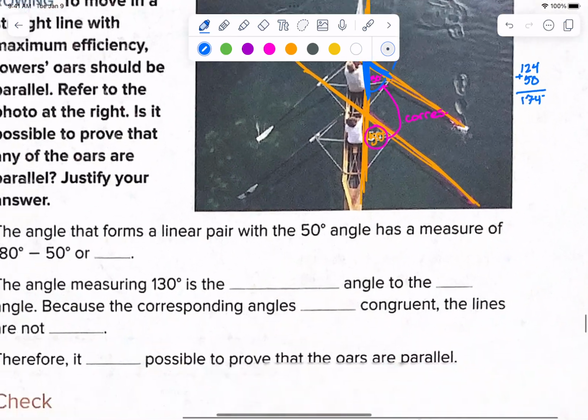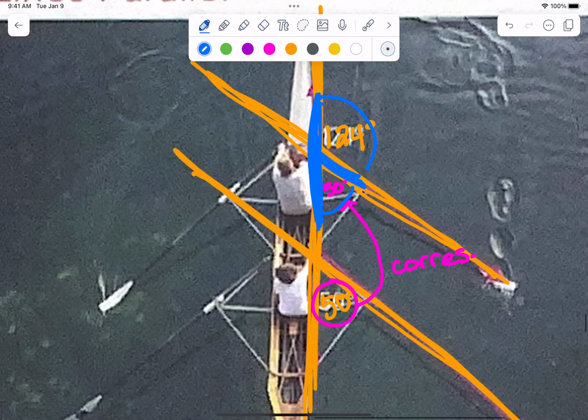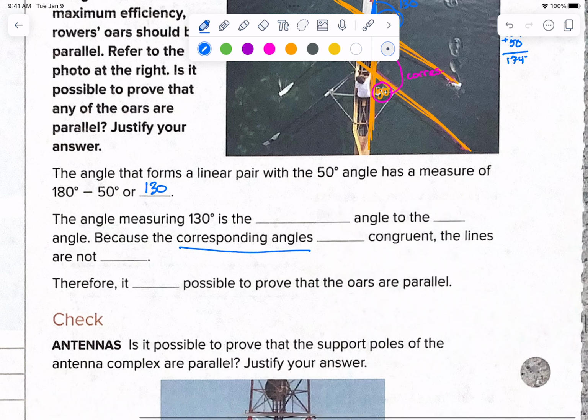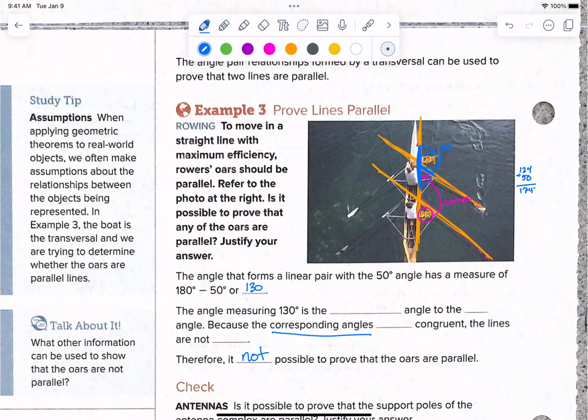So they said something to the effect of the angle that forms a linear pair with 50 has a measure of 180 minus 50, or 130. So they looked at it and said that this guy would have to be 130 in that case, and he's not, right? Because of corresponding angles in the middle there, therefore it is not possible to prove that the oars are parallel to each other. So they're not quite parallel to each other. They are not moving with maximum efficiency because they're not completely parallel.